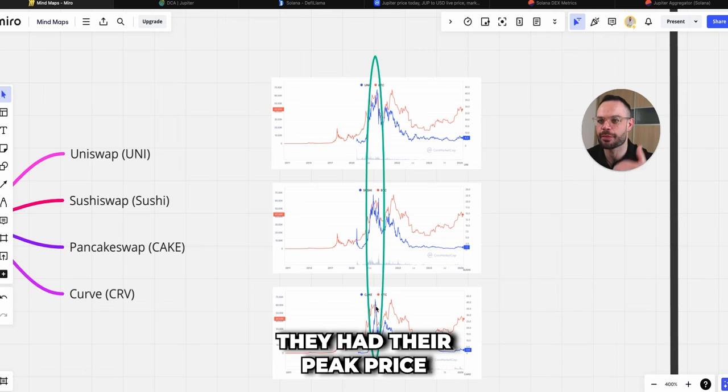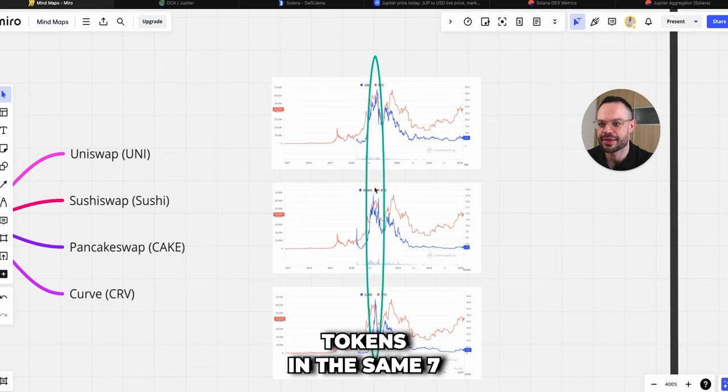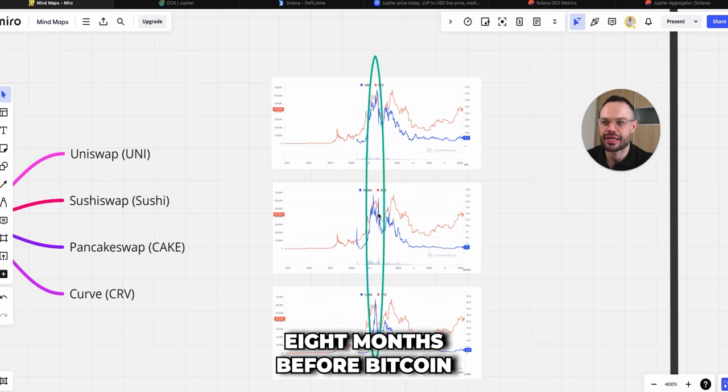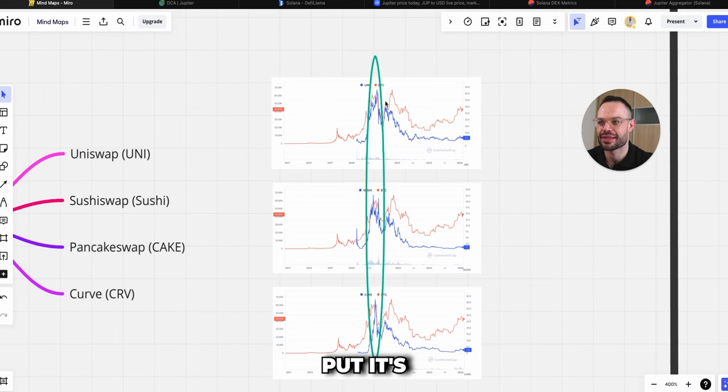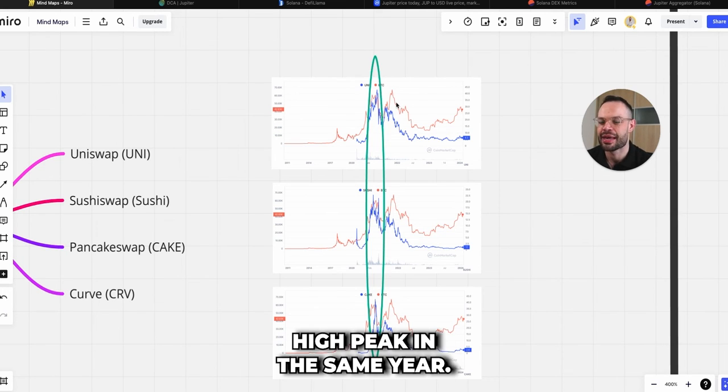They had their peak price for their respective tokens in the same 7 to 14 day window in April of 2021. And it's important to note this because Bitcoin didn't put in its all-time high until late November in that same year. So the peak happened for the DEX narrative about 7-8 months before Bitcoin put in its all-time high peak in the same year.